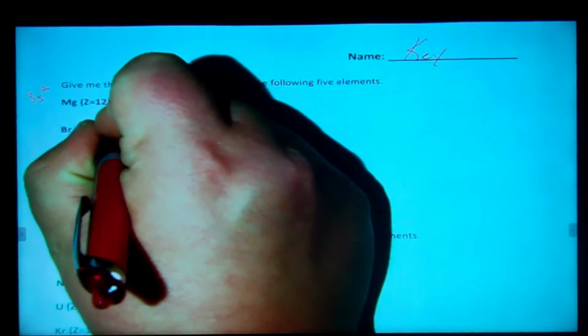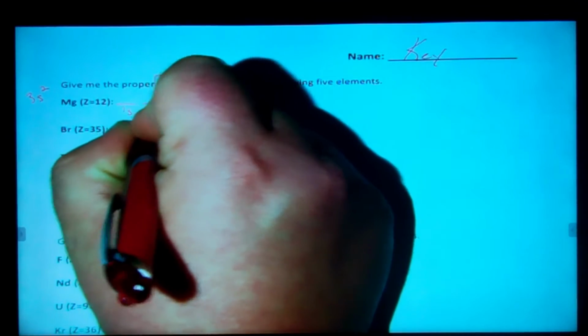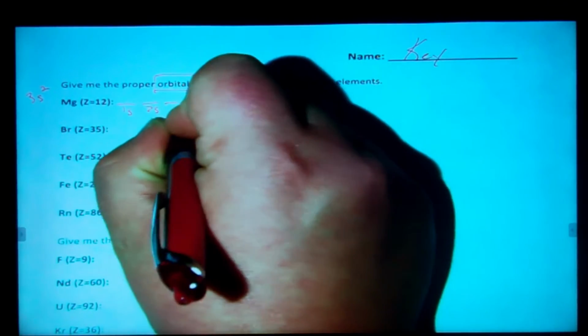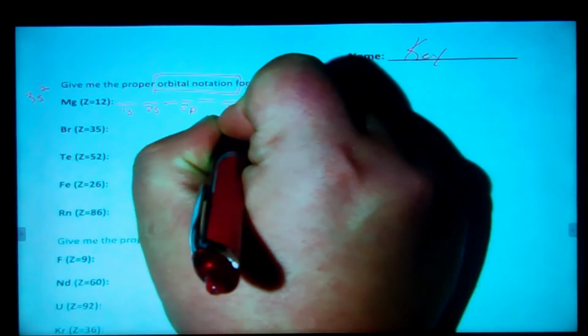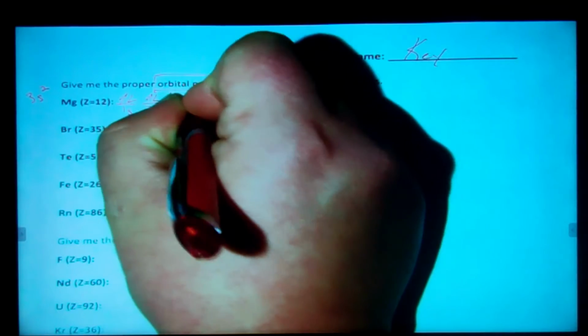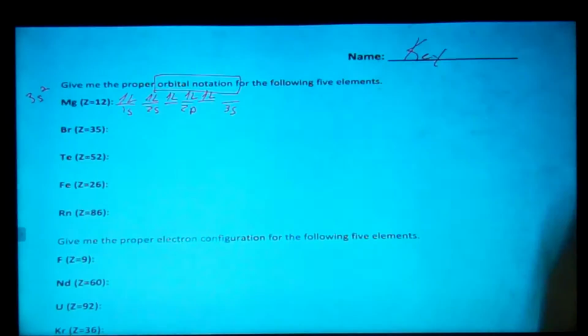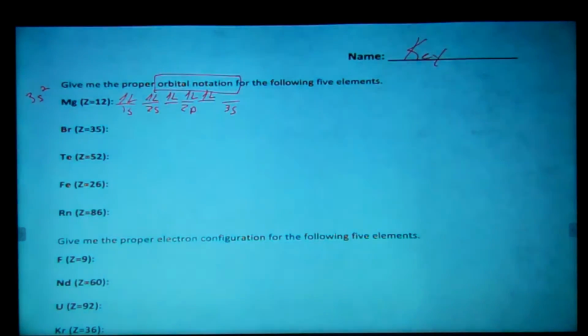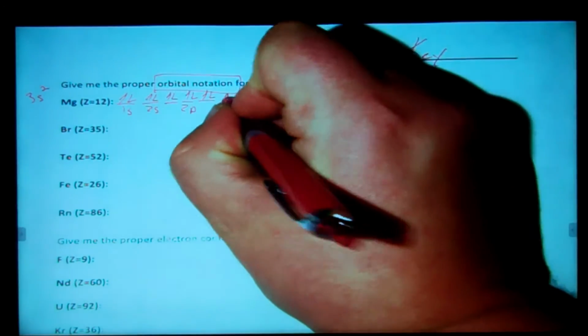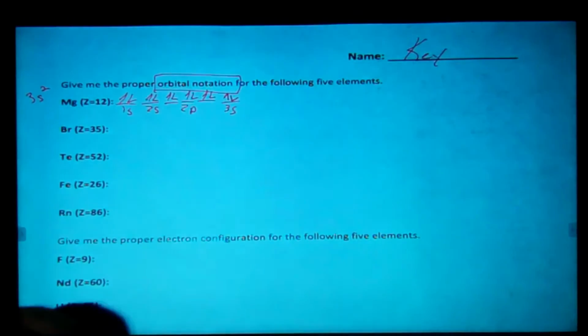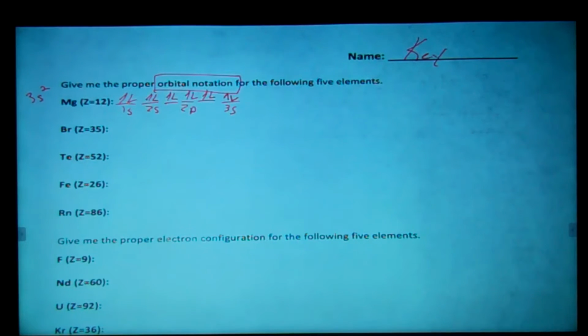So I start with 1s, 2s, then there's 2p, and 3s. All of these are full all the way until I get to that 3s. Then I check, okay, there's 2 electrons. So 1, 2. And that's it, okay? So that's magnesium. Remember, orbital notation is the one with the underscores and arrows. Now, let's move to looking at bromine.